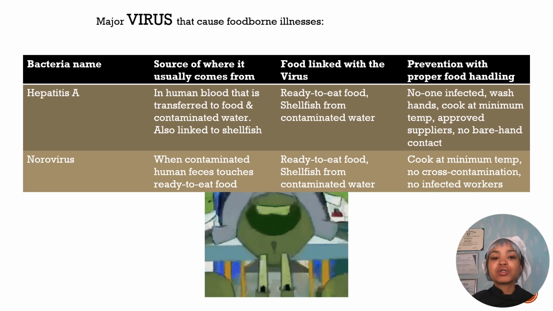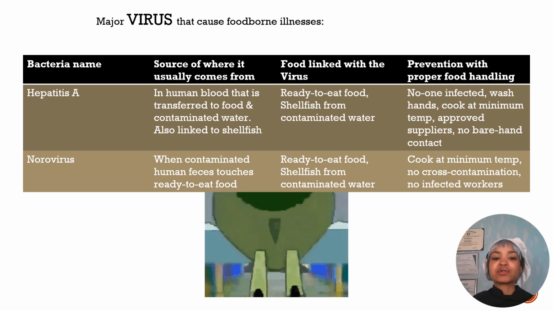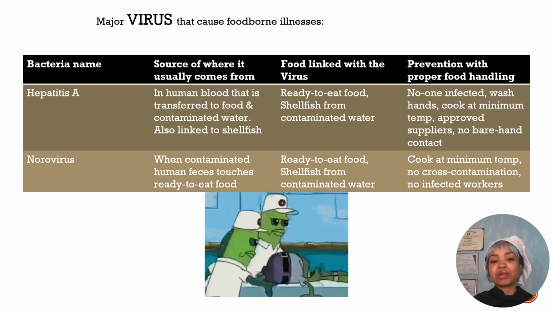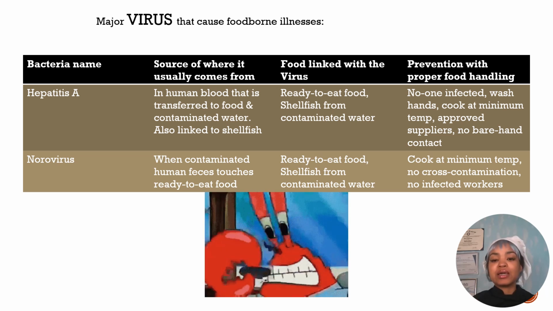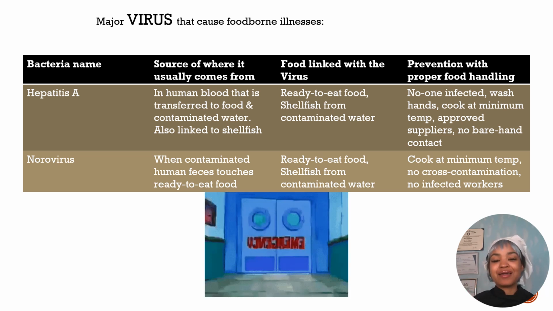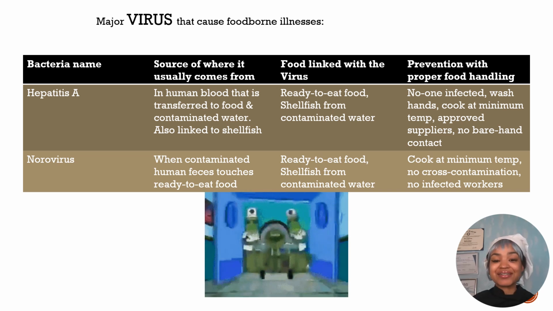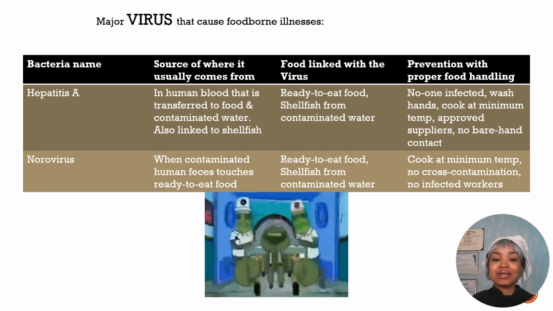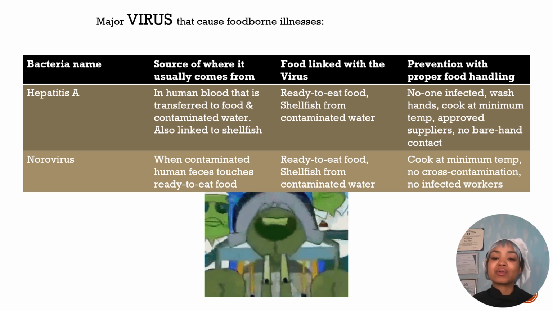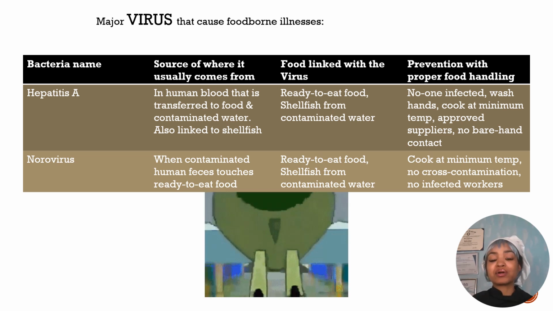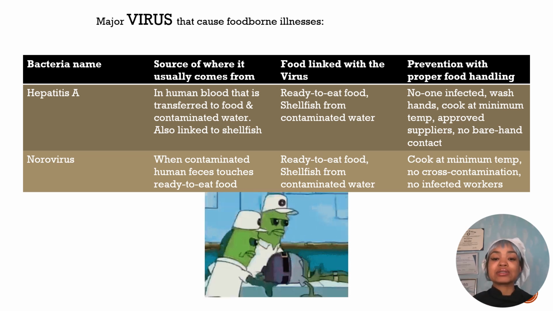Hepatitis A usually comes from human blood that is transferred to the food or in the contaminated water, also linked to shellfish. So, this is one of the biggest reasons why we go over first aid, in addition to the ServSafe certificate, because we need you to move expeditiously. Once you break skin and you start to bleed, it needs to be removed from the kitchen altogether so that you can receive first aid and or be either transmitted to the hospital for more treatment or have it properly sealed with bandages and first aid ointments.